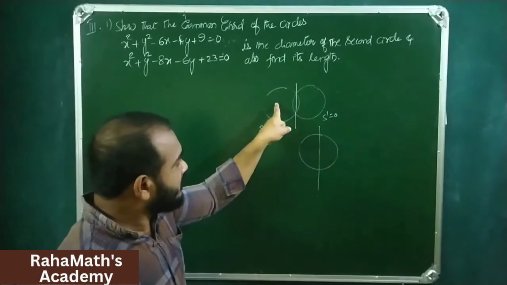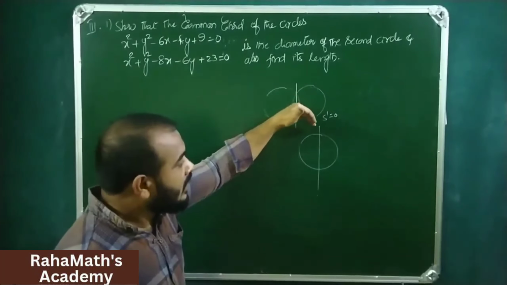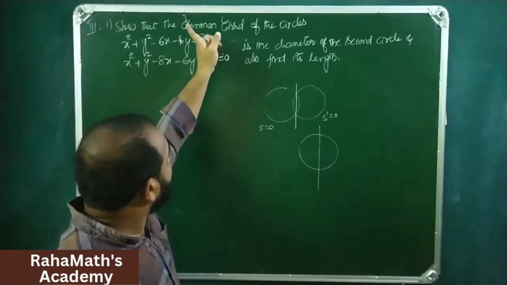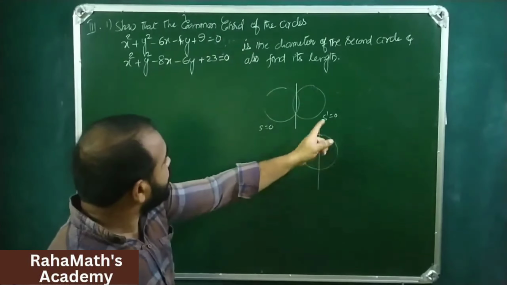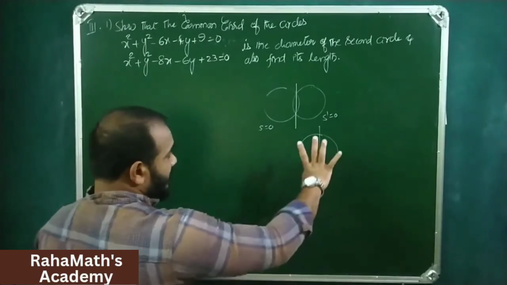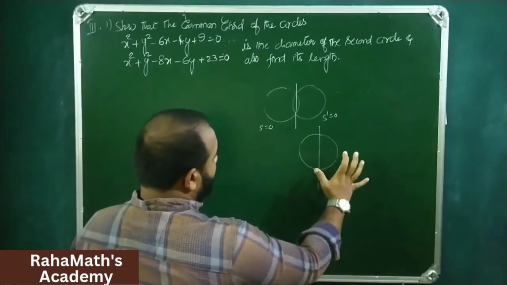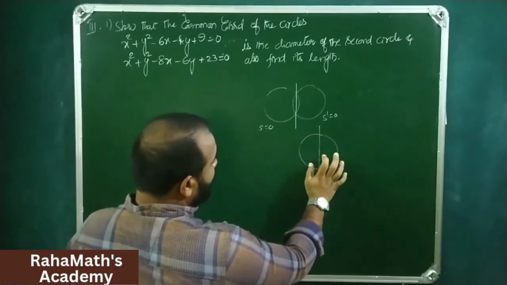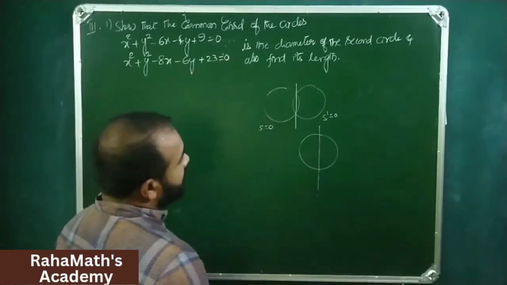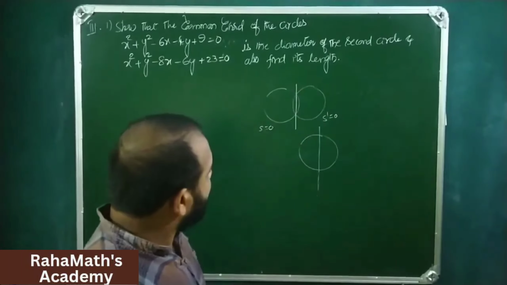Therefore, simply S minus S dash equals to 0 I will do. Then I will be getting the radical axis. And that common chord, which is equal to the radical axis we are getting here, is the diameter of the second circle. That means this line must pass through the center of the second circle. That is what we are required to find, and also find its length.